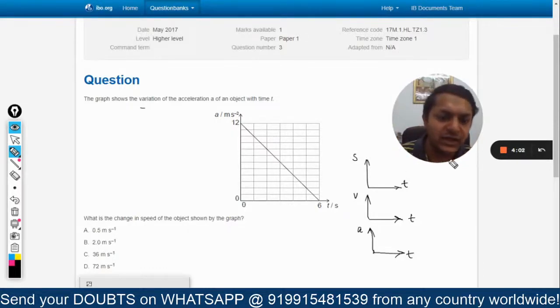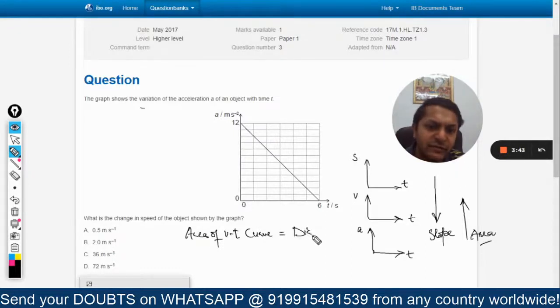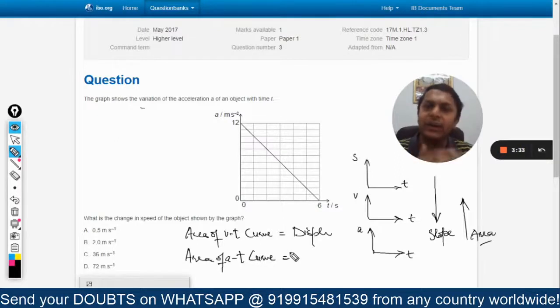Now, what is that? When we go downwards, we find the slope of the curve, and when we go upwards, we find the area under the curve. So the concept is, the area of the VT curve will give you displacement. This is what I want to tell. And the area of the acceleration time curve, now we are moving upwards and we need to find the area, so area of the acceleration time curve will give you the velocity at that particular time.